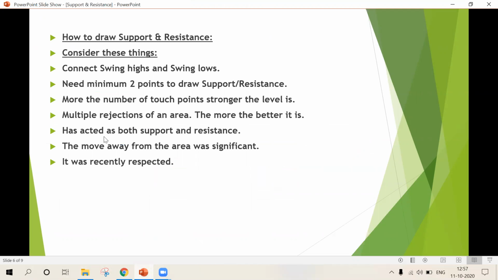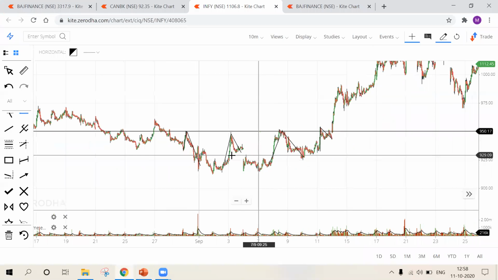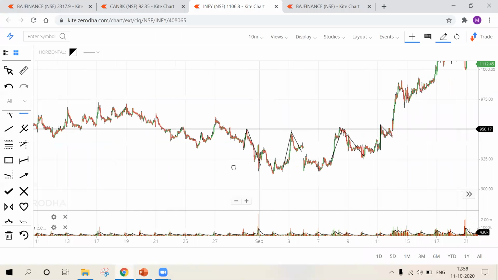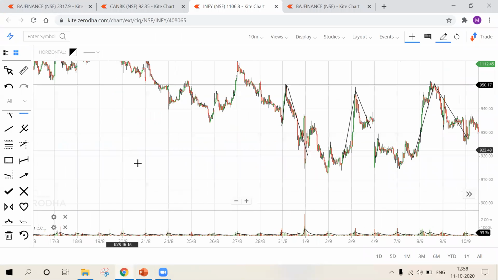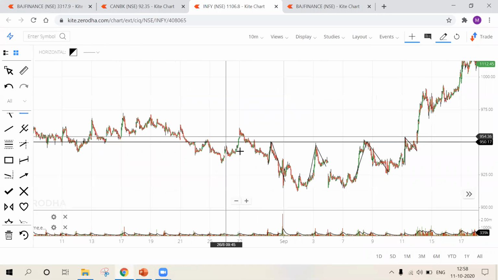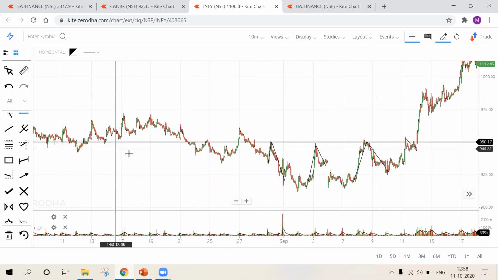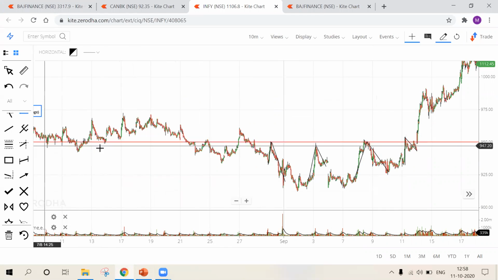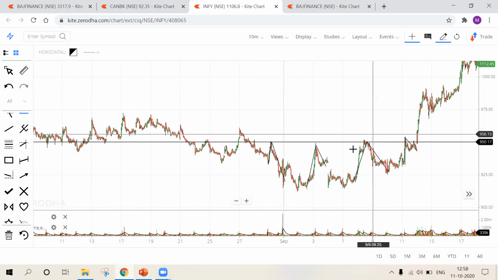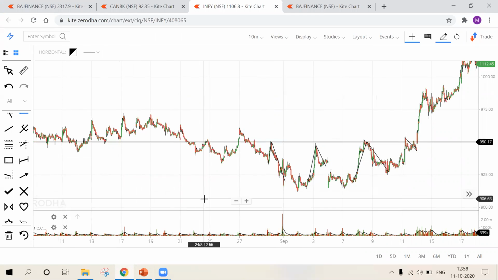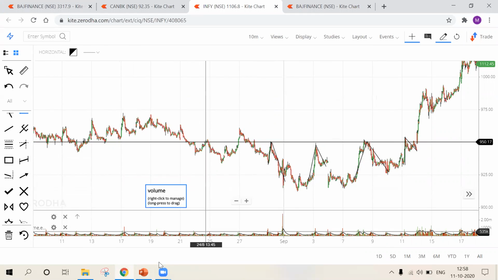And the level has acted as both support and resistance. I already told you, support can also act as resistance and resistance can also act as support. So while drawing support and resistances, you need to draw lines that can act as both, because this line is acting as a support here and as a resistance here. You need to draw these types of lines to make your trading more effective.